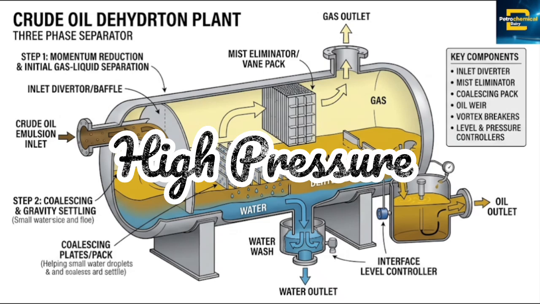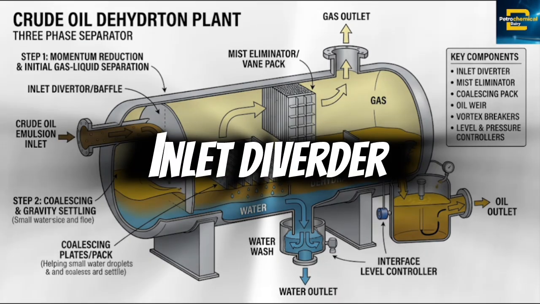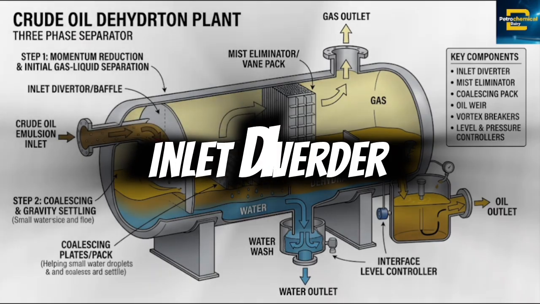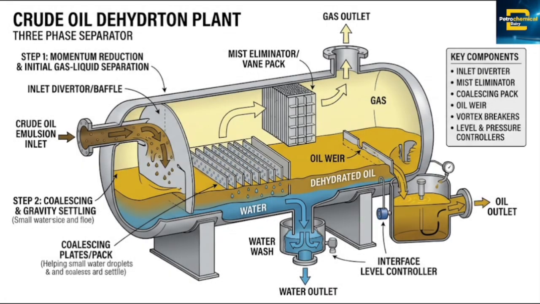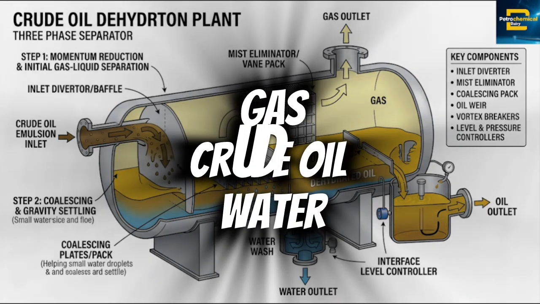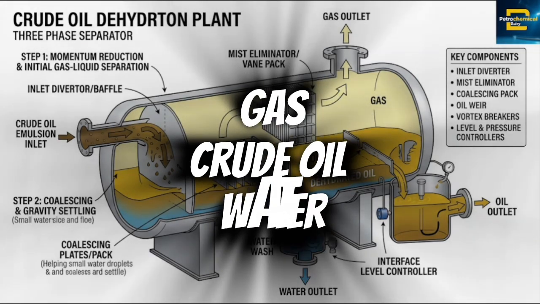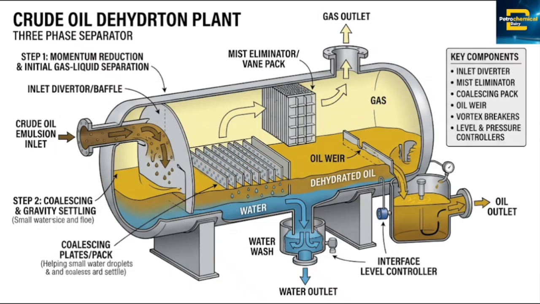Once it enters this three-phase separator, it will hit this inlet divider. So what is the work of this inlet divider? When it enters the three-phase separator, it hits the inlet divider at high speed. It suddenly changes direction, reduces momentum, and causes the bulk of the gas to break out of the liquid. So this inlet divider helps the crude oil emulsion to separate by density. Gas will rise to the top, while the oil settles at the middle, while the water comes down. So that is the work of this inlet divider.